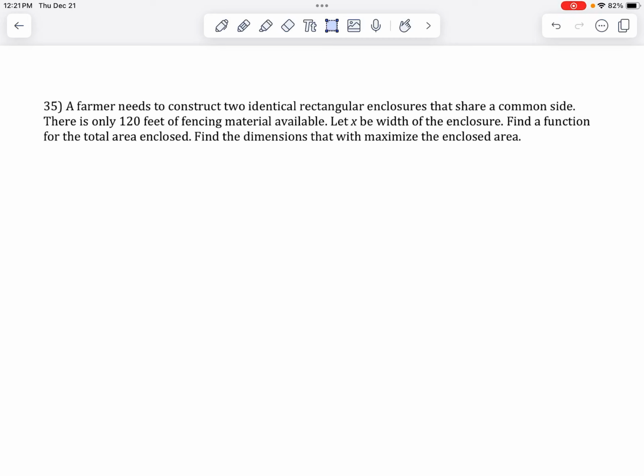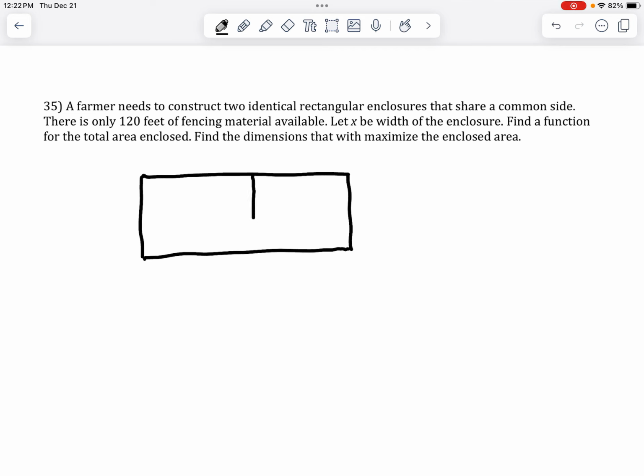Looks like here we've got some math being applied to construction. So the farmer needs two identical rectangular enclosures. So what I could do is start by just making a rectangle. And then if you cut that right down the middle, you've got two identical rectangles, and they share a common side. So that is the common side they're sharing. Okay. So that's that part.